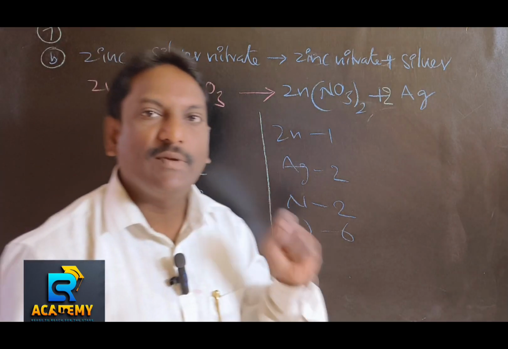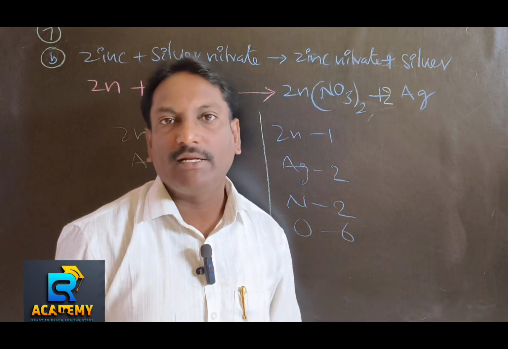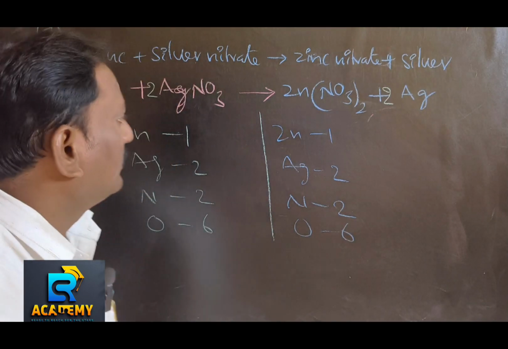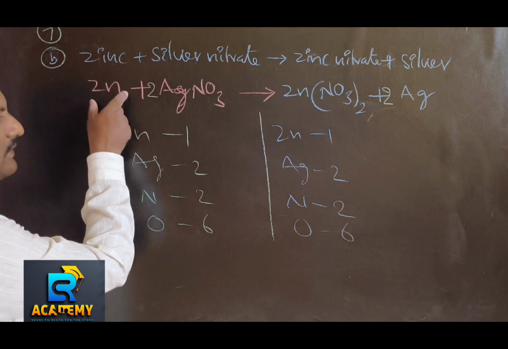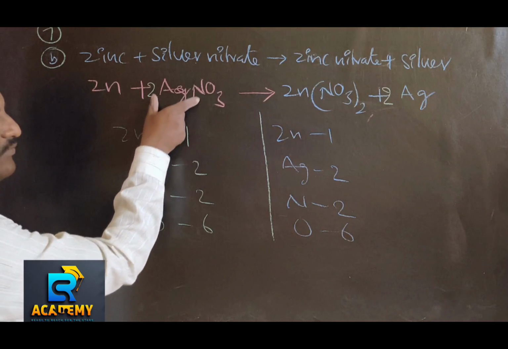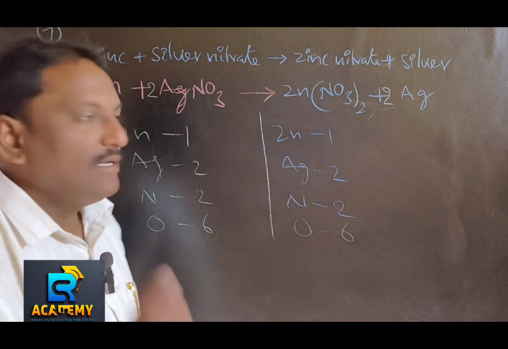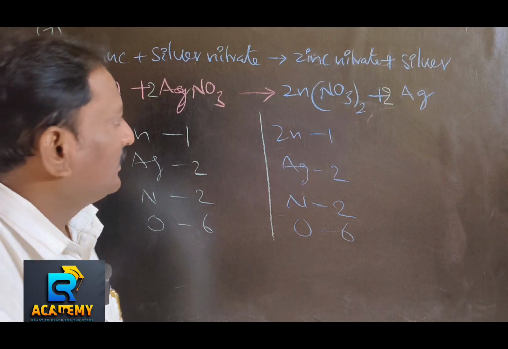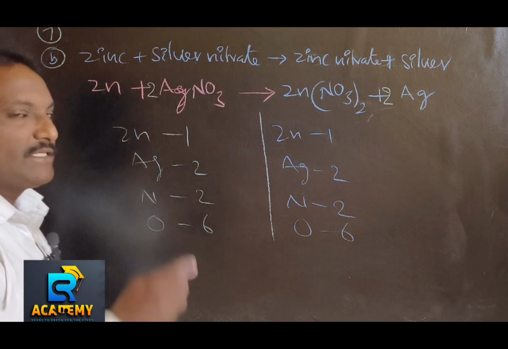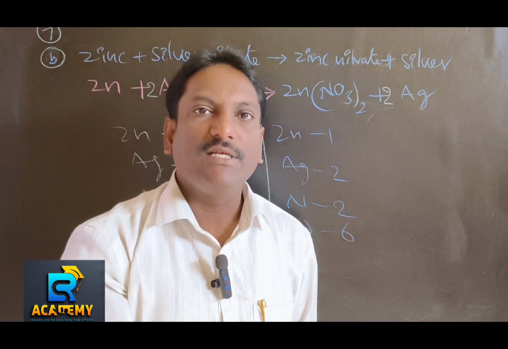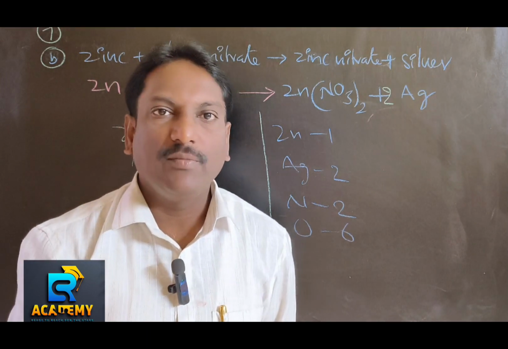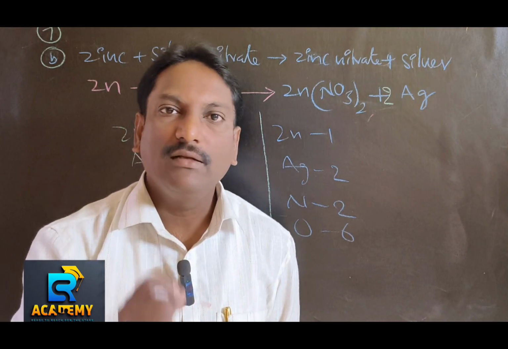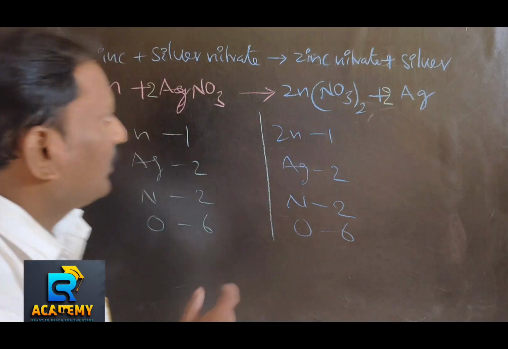It's a displacement reaction. Single displacement reaction, or displacement reaction. Displacement reaction means a highly reactive metal displaces a less reactive metal from its solution. Here zinc is highly reactive. When a zinc coin is dropped in silver nitrate solution, silver is replaced by zinc because zinc is more reactive than silver. Make a note.